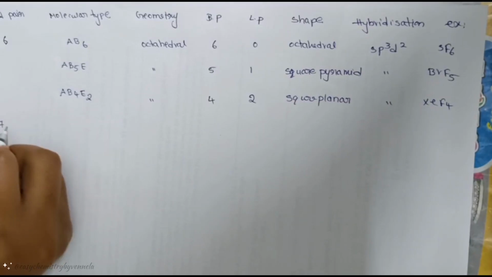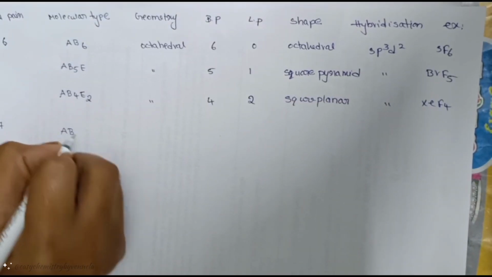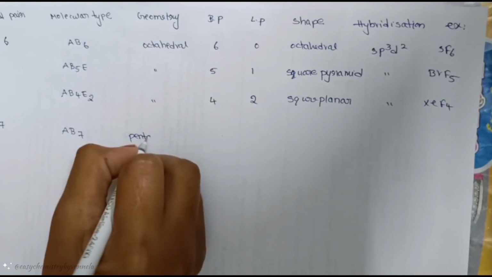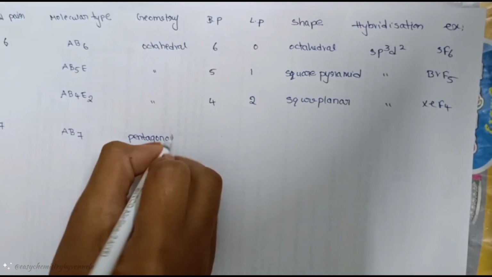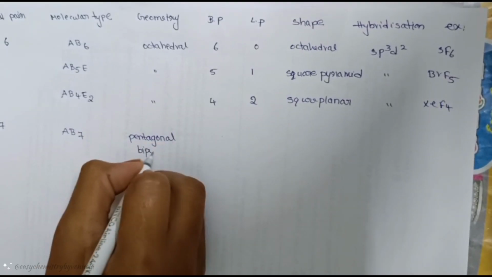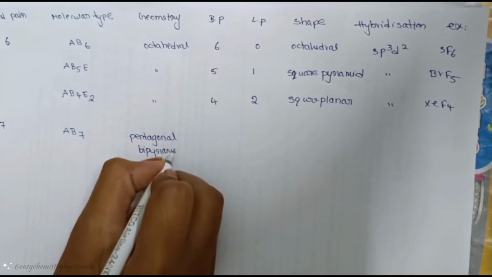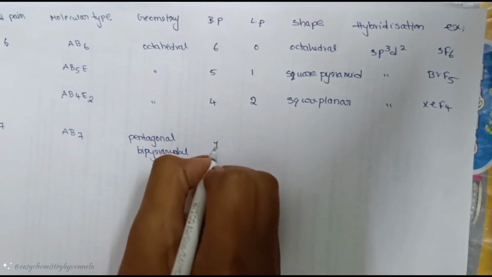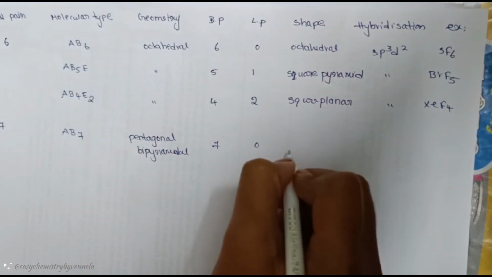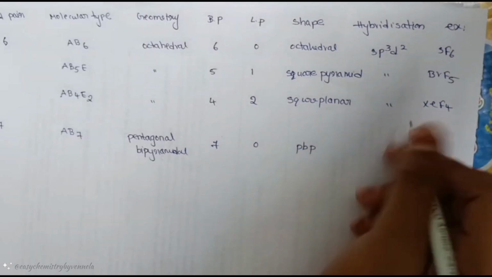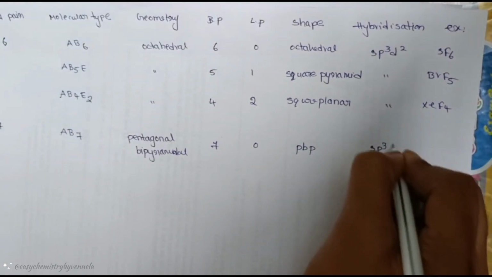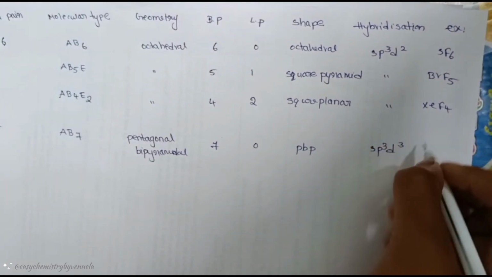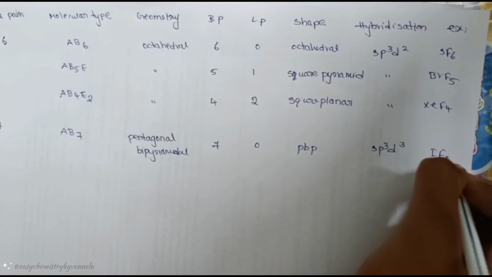Next, number of pairs 7. AB7 molecular type. Geometry is pentagonal bipyramidal. Bond pair 7, lone pairs 0. Pentagonal bipyramidal. Hybridization sp3d3. Example IF7.